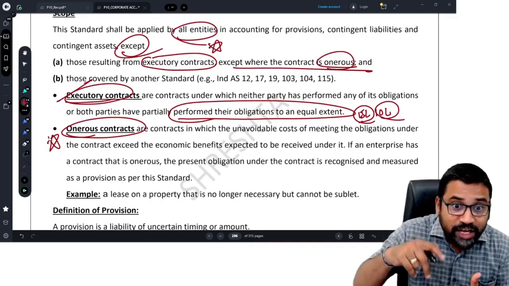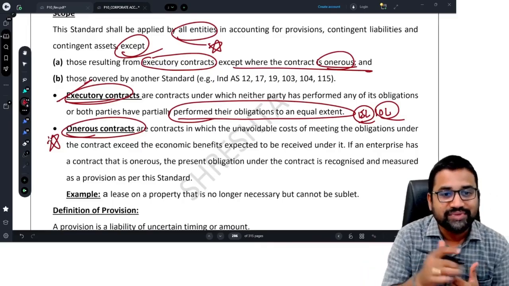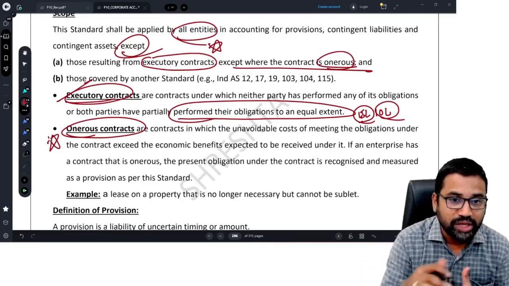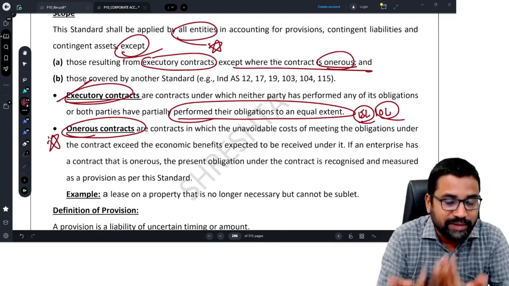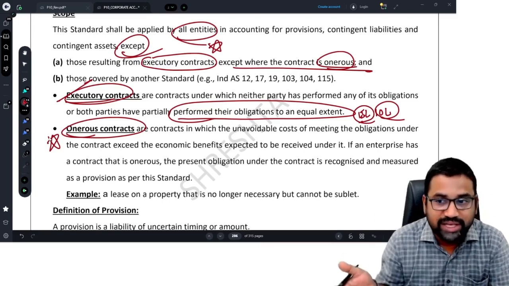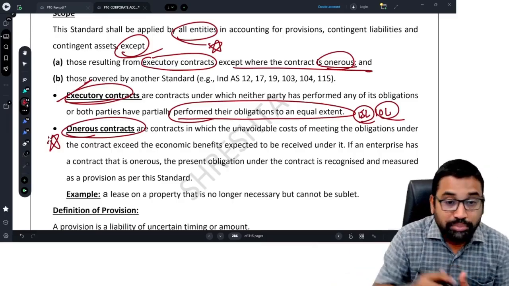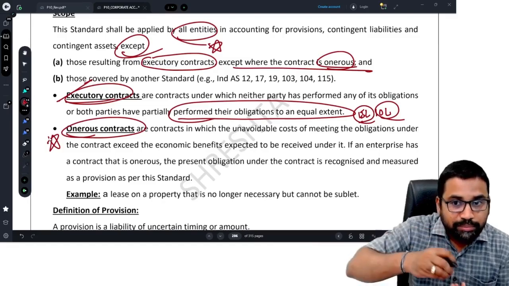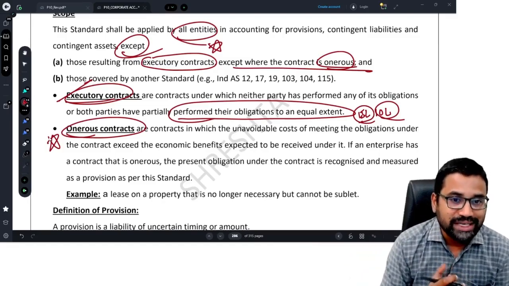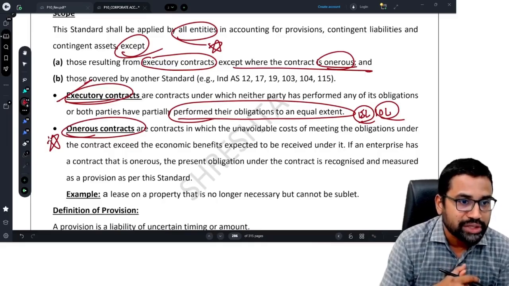Now, if the contract is onerous in nature, this standard is very much applicable. So they may coin one question from this. If the contract is executory, that means neither party has performed any duties or both have performed to an equal extent, this standard is not applicable. But if the same contract is onerous in nature, onerous means the benefits we are going to get are less than the cost we are going to incur.